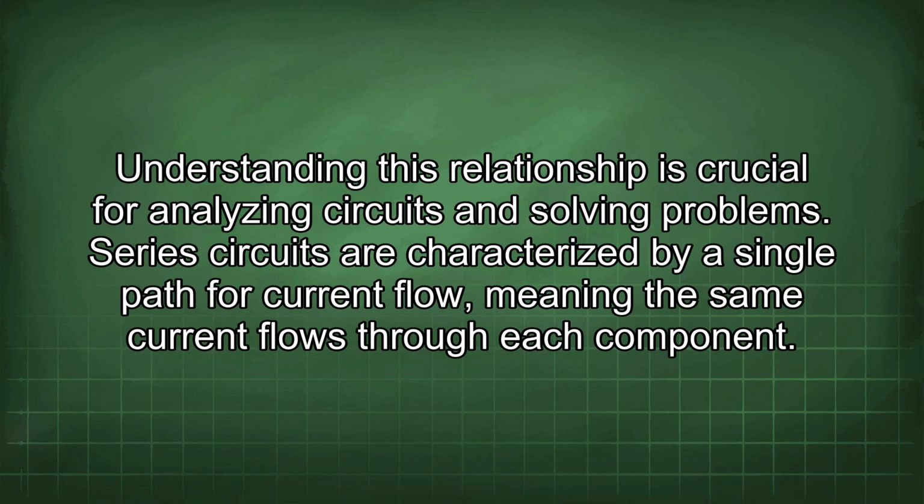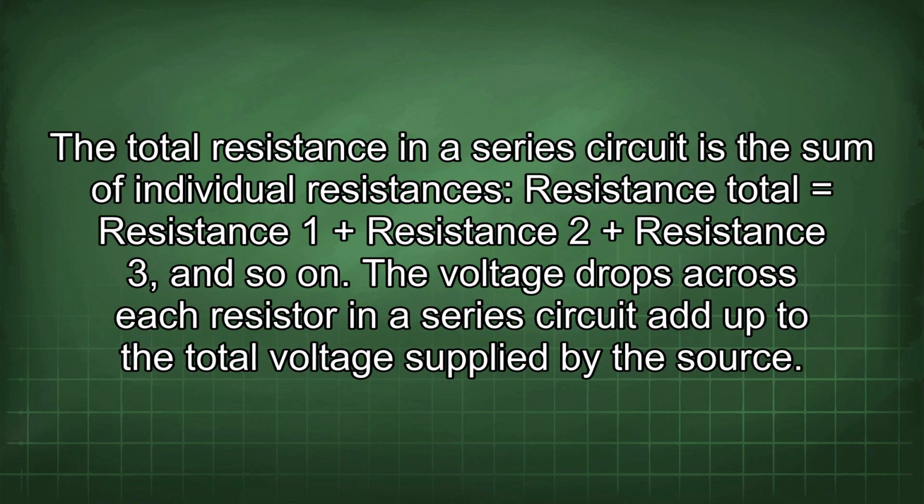Series circuits are characterized by a single path for current flow, meaning the same current flows through each component. The total resistance in a series circuit is the sum of individual resistances. R total equals R1 plus R2 plus R3, and so on. The voltage drops across each resistor in a series circuit add up to the total voltage supplied by the source.